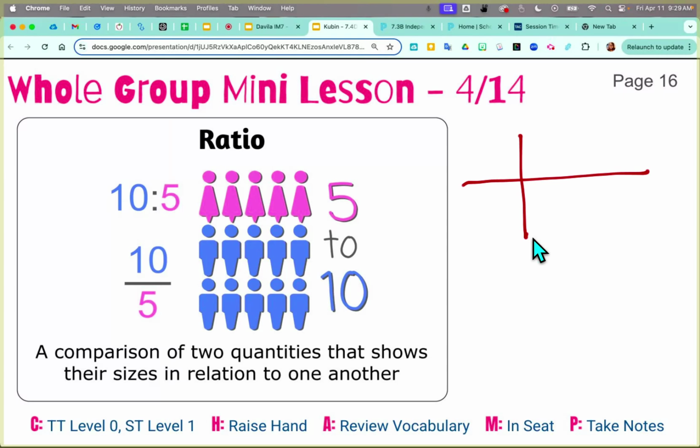So in this picture I have boys and girls. So I'm just going to put B for boys, G for girls. And in this picture, I have 5 girls and 10 boys. So my ratio is 10 boys to 5 girls, or 5 girls to 10 boys.